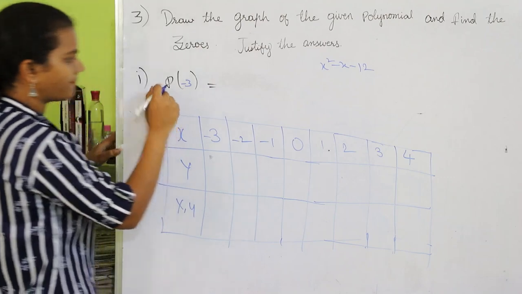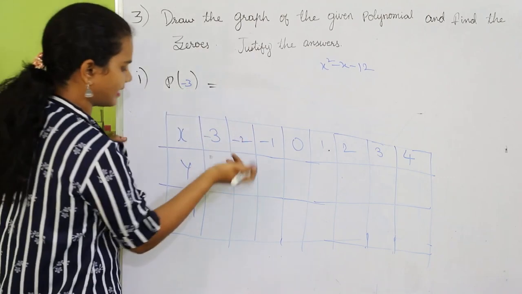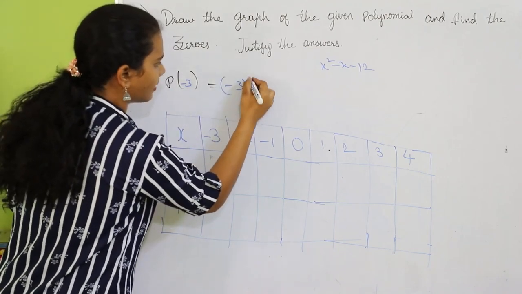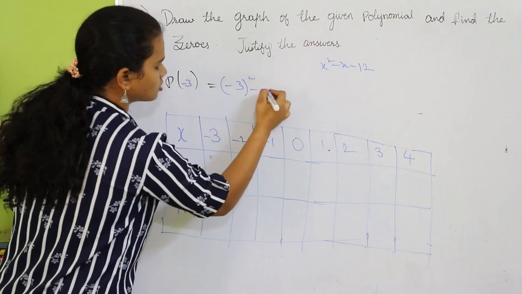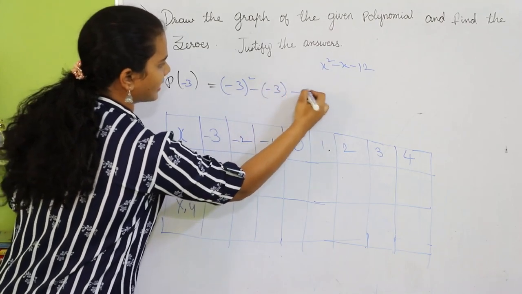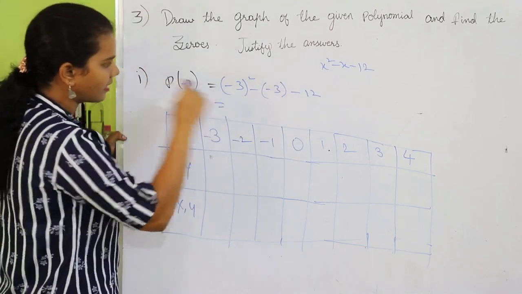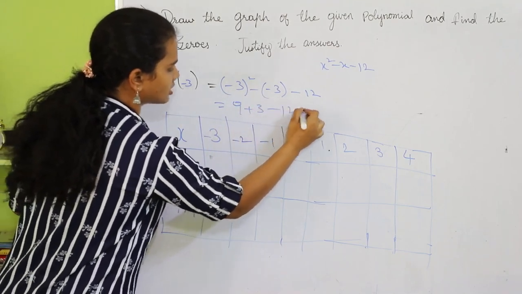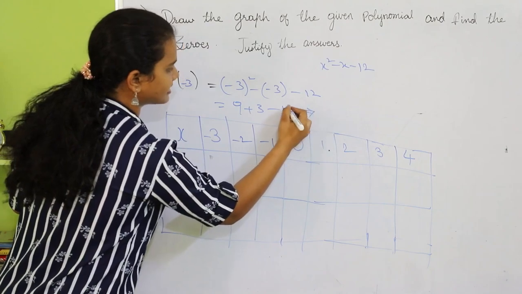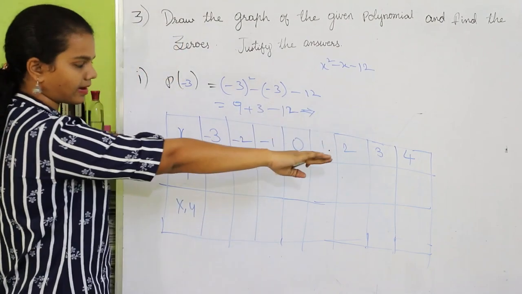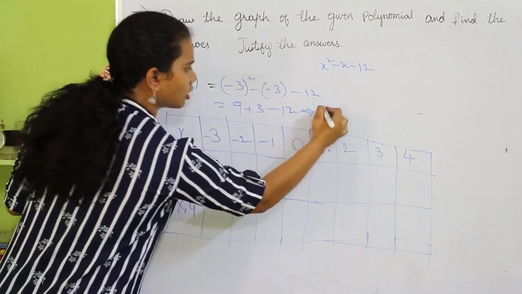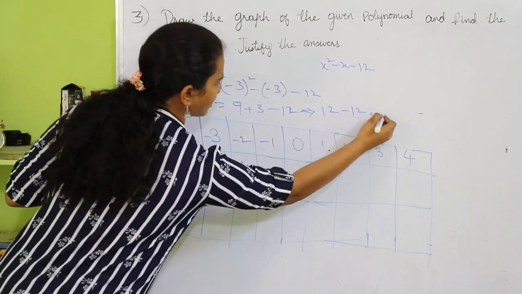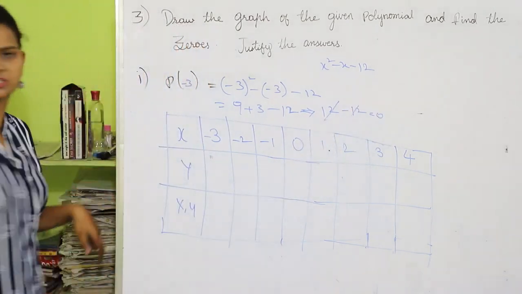If x equals minus 3, then minus 3 whole square is 9. So 9 minus of minus 3 minus 12, that is 9 plus 3 minus 12. So 9 plus 3 is 12, and 12 minus 12 equals 0. So plus 12 minus 12 cancels, and therefore I got 0.